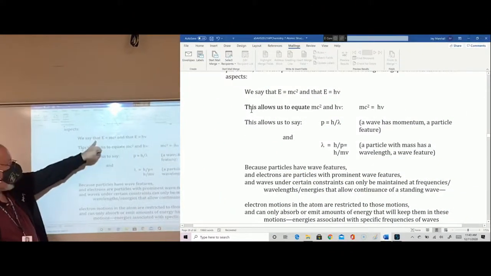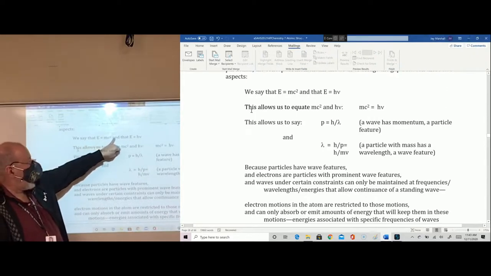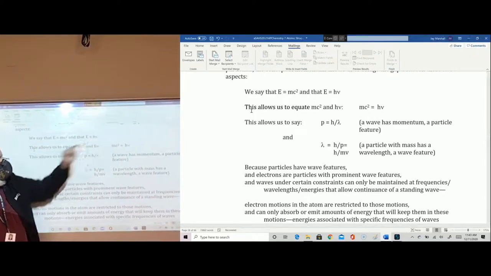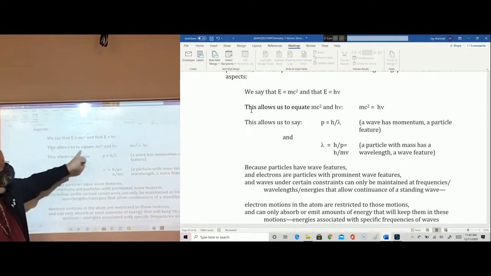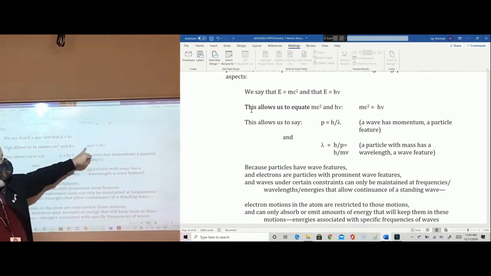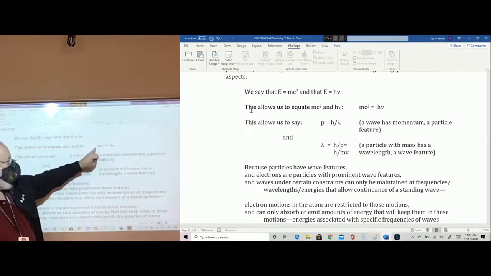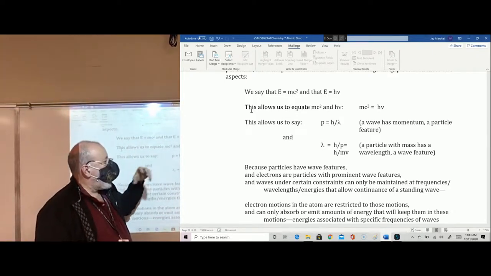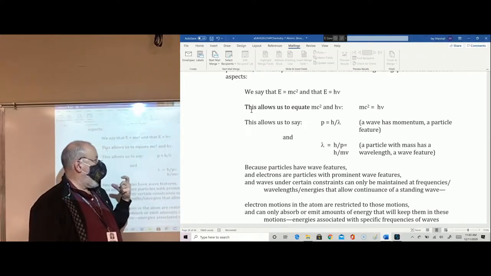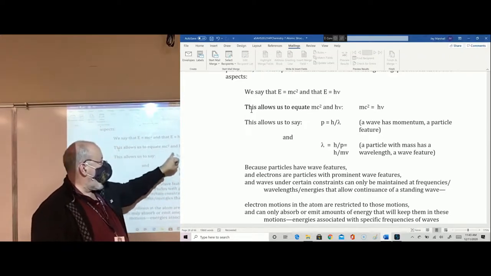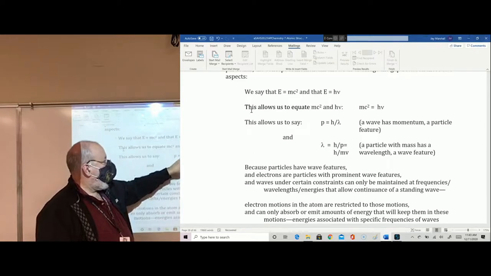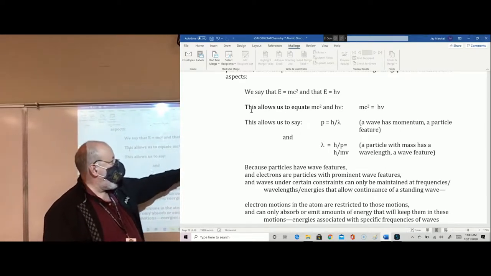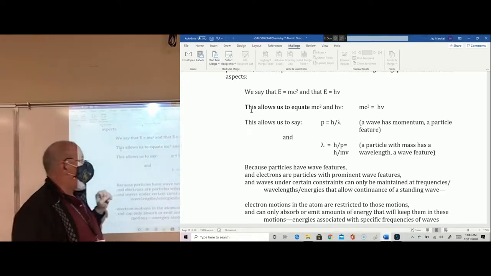So we say that energy equals mc squared, and we also say that energy equals Planck's constant times the frequency, and that allows us to equate these two things, and that allows us to think of momentum, which is a particle feature. Momentum is a particle feature that allows us to eliminate mass from that equation and say that a wave also has momentum.